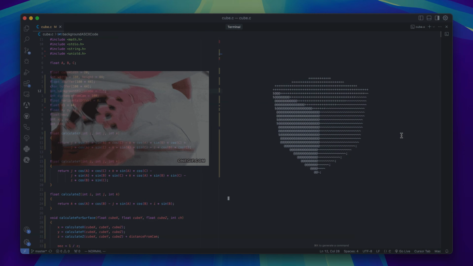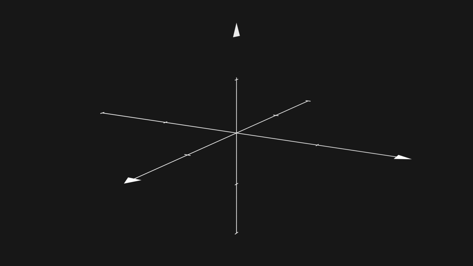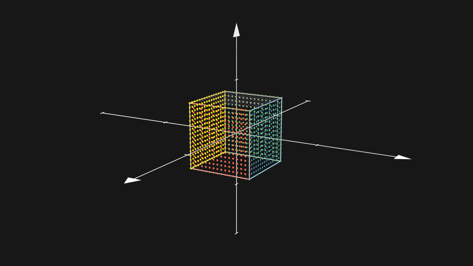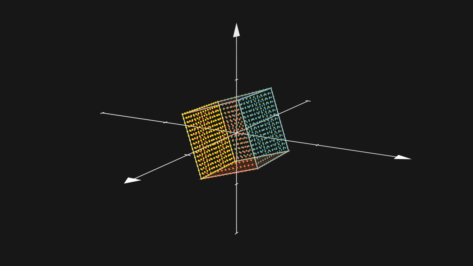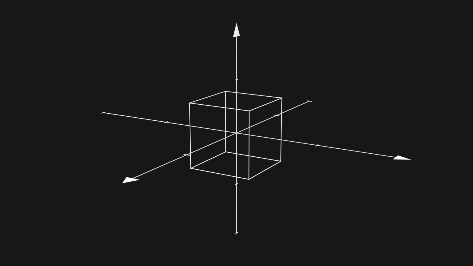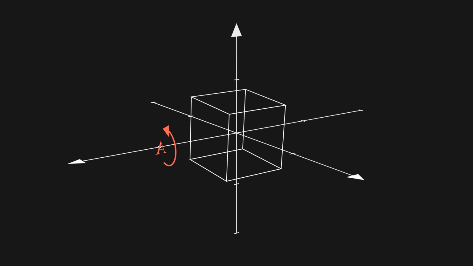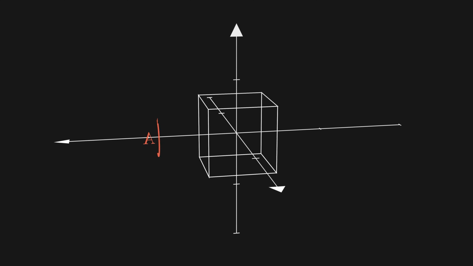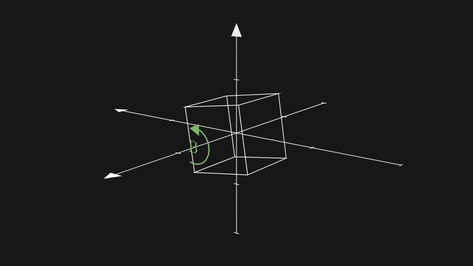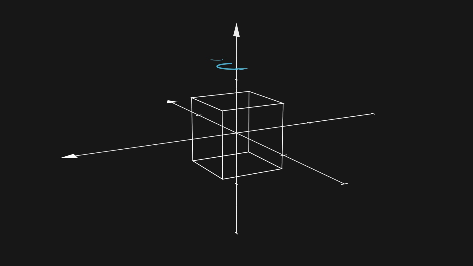Let me start with the math behind the cube. We begin with a three-dimensional coordinate system consisting of the X, Y, and Z axes. When rotating the cube, we focus on rotating the points on its surface rather than the surfaces themselves. This rotation is achieved using three angles, A, B, and C. These angles correspond to rotations around the X, Y, and Z axes, respectively.